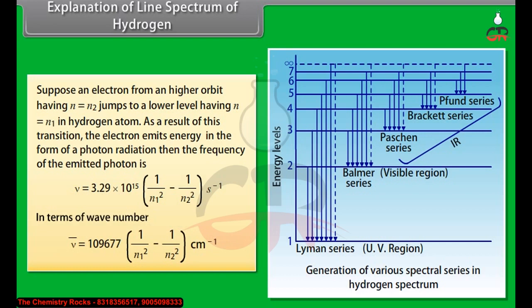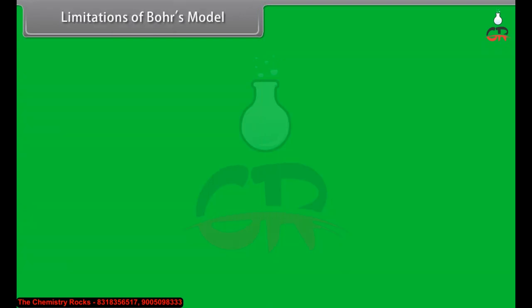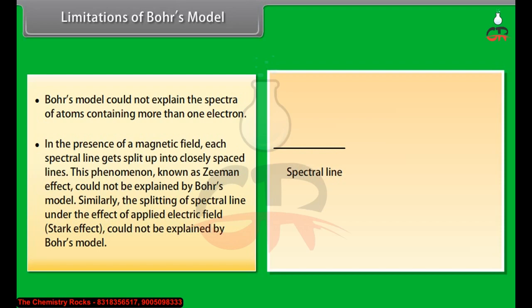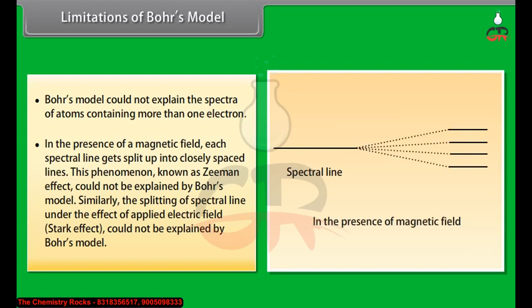Limitations of Bohr's model. Number 1. Bohr's model could not explain the spectra of atoms containing more than one electron. Number 2. In the presence of a magnetic field, each spectral line gets split up into closely spaced lines. This phenomenon, known as Zeeman effect, could not be explained by Bohr's model. Similarly, the splitting of spectral line under the effect of applied electric field, that is Stark effect, could not be explained by Bohr's model.